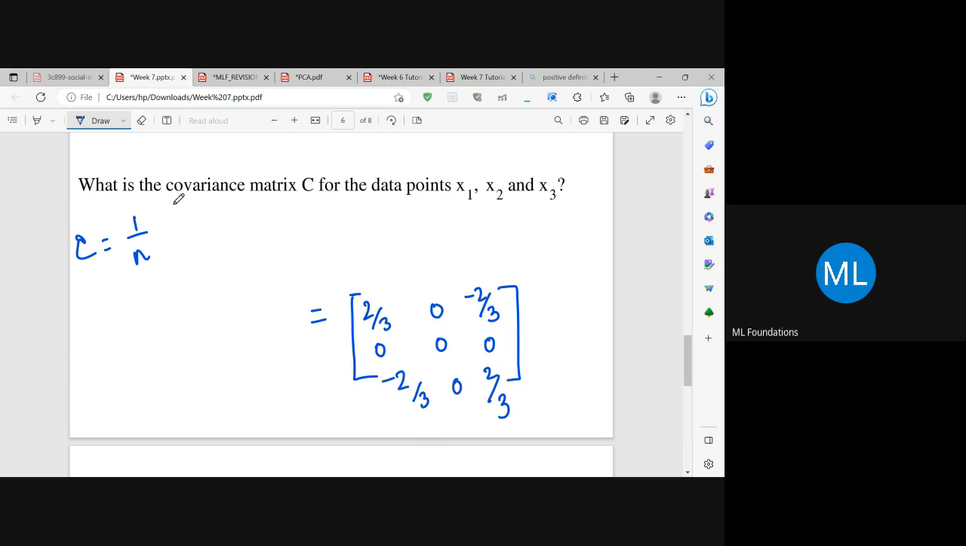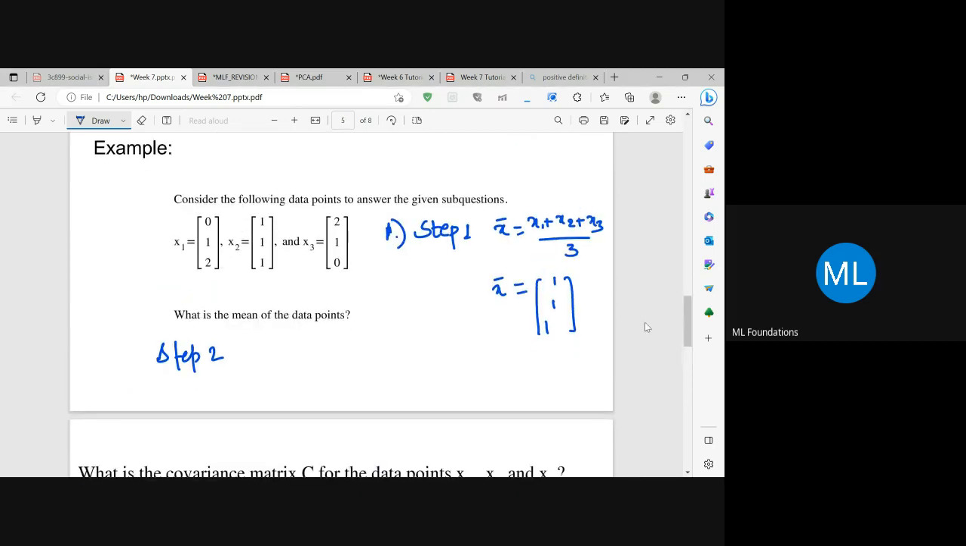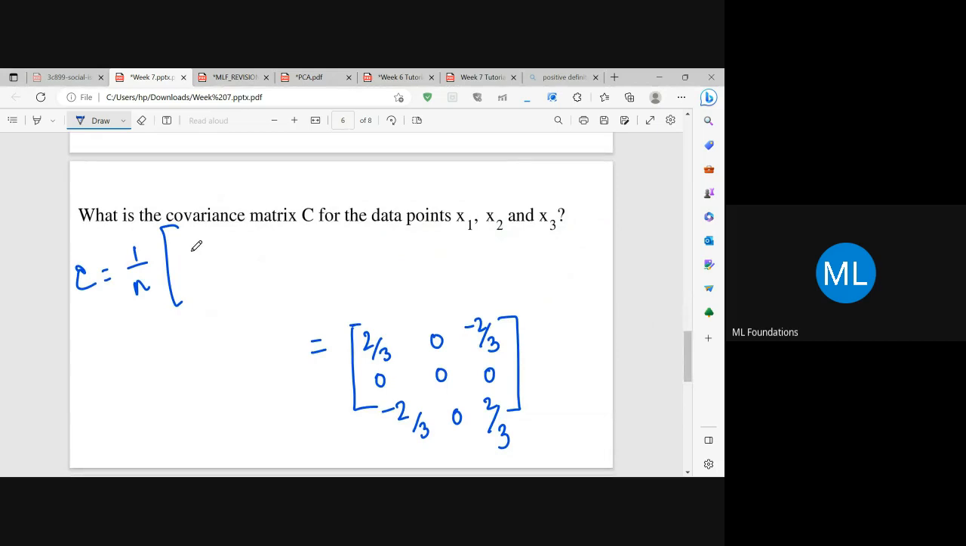And what you will be doing: the first matrix you will be getting is from x1 minus x bar. If we are doing x1 minus x bar, what value will we get? Minus 1, 0, 1, right? And you have to multiply with minus 1, 0, 1, correct? This is 1 upon 3. Similarly, you have done this, you got it right.